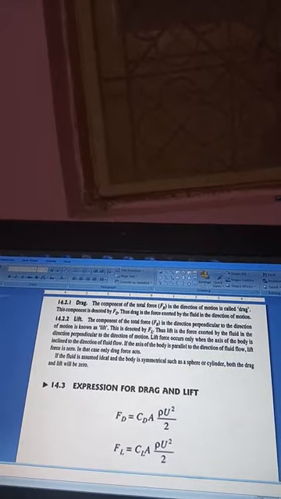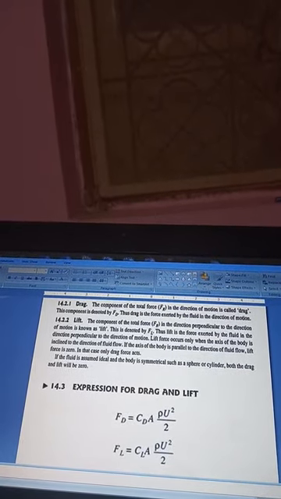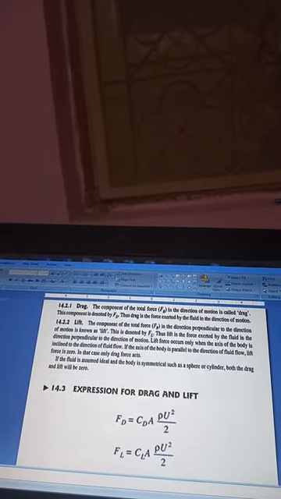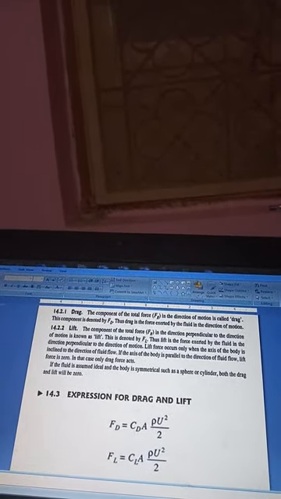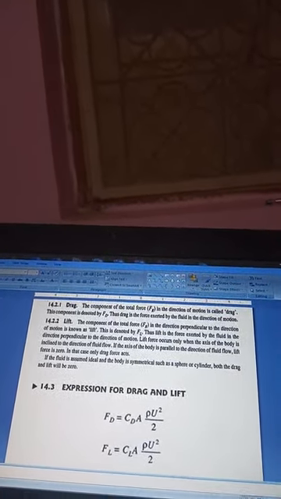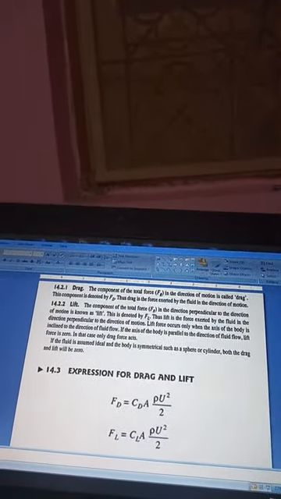Now as you know, force is nothing but stress multiplied by area. If it is a normal force, then normal stress multiplied by the normal area. If it is a tangential force, then it is a tangential stress or shear stress multiplied by the shear area. Like that we are going to find the drag and lift force in this case.